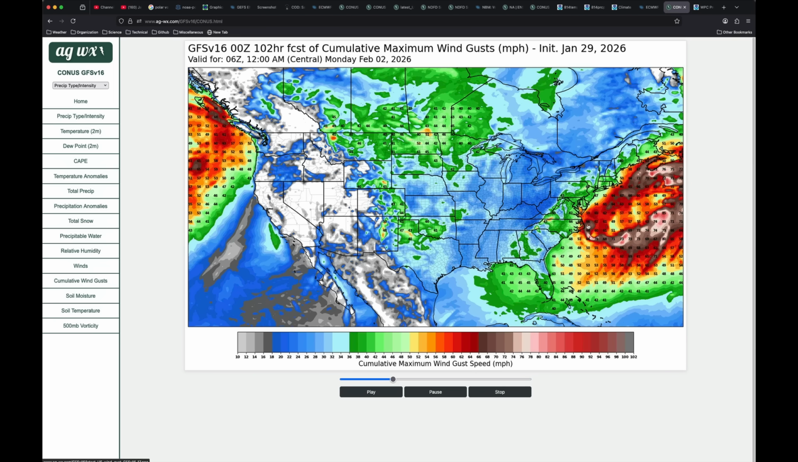But outside of like the Carolinas, outside of some of the higher elevation there on the Appalachians, not seeing as big of a wind event except for these areas immediately on the coastline. Obviously, the Barrier Islands, looking at a likely blizzard scenario here.